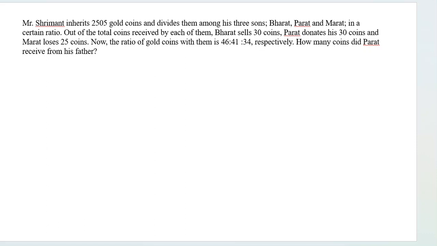To solve this problem, we need to identify a ratio. To understand this question, first understand that there is somebody called Mr. Sriman who has 2505 gold coins. He divides them among these 3 sons in a certain ratio. Now this certain ratio we don't know. Bharat sells 30 coins. Bharat donates his 30. Marat loses 25. Now the ratio of gold coins with them is 46 is to 41 is to 34. Since we are given this ratio, we work with this ratio.